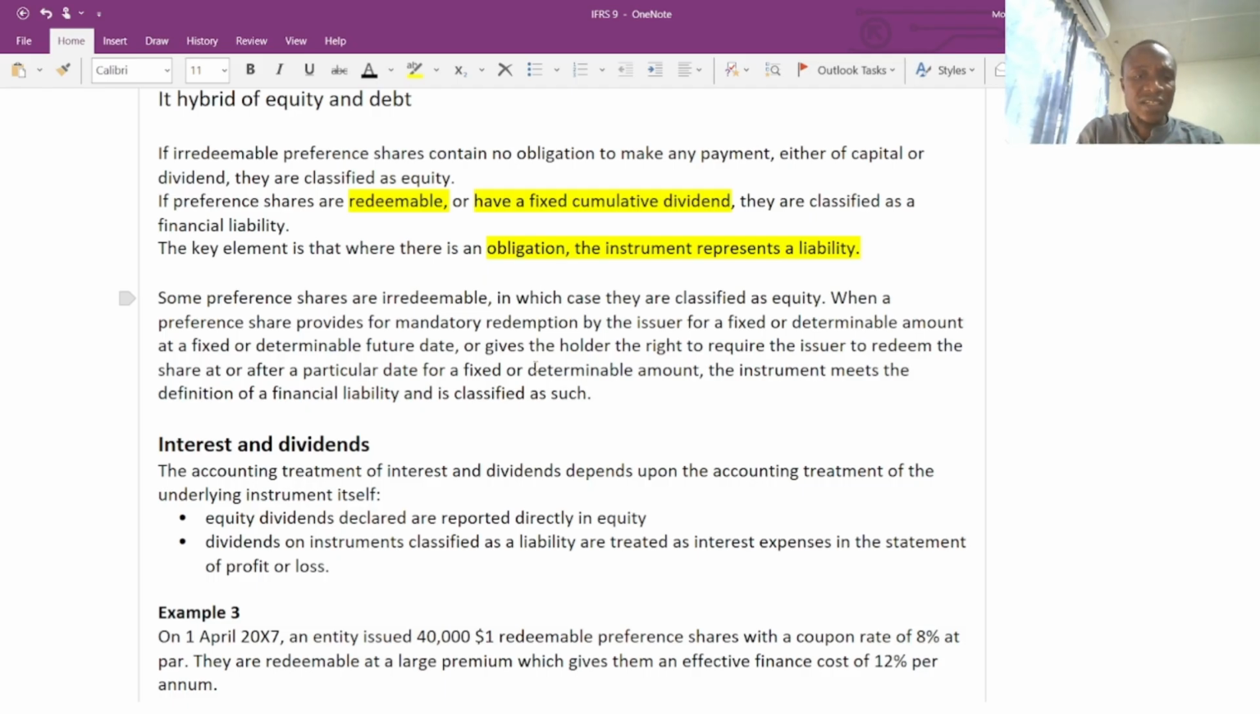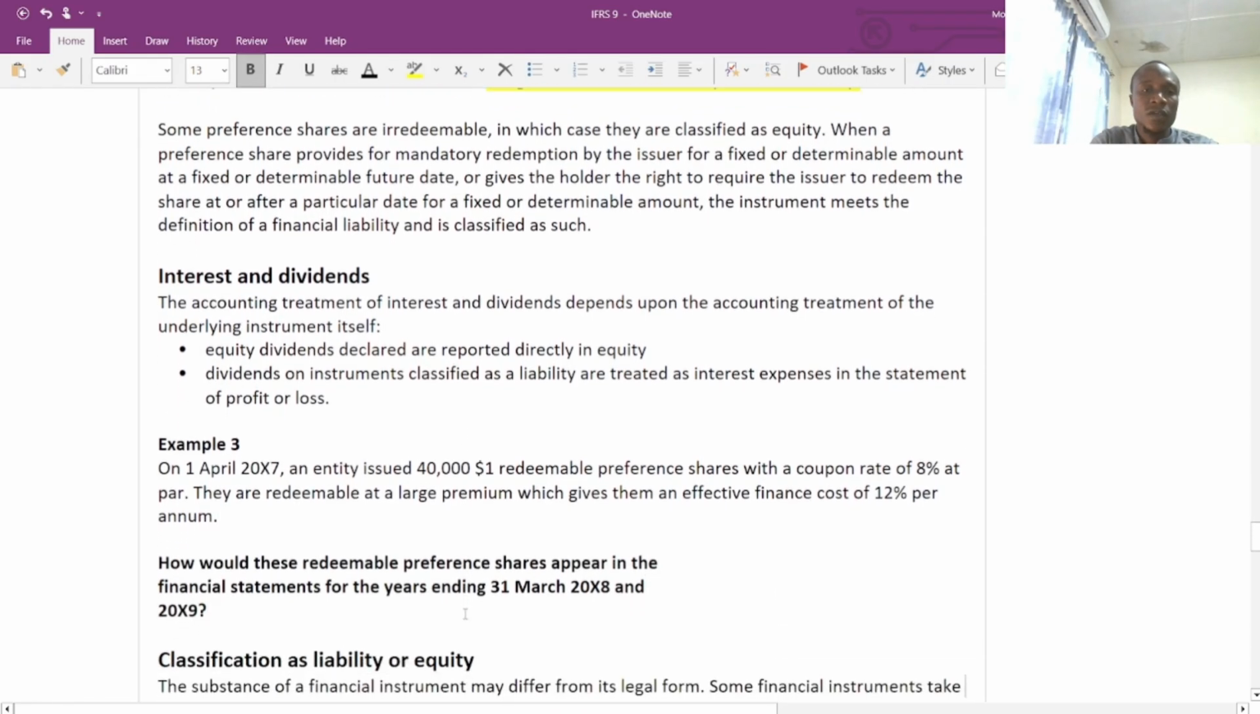So now let's look at interest. Nothing much about interest under IFRS 9. Interest and dividend: the accounting treatment of interest and dividend depends upon the accounting treatment of the underlying instrument itself. For equity, the dividends declared are reported directly in equity. Dividends on instruments classified as liability are treated as interest expense in the statement of profit or loss. So don't worry much about interest and dividend.